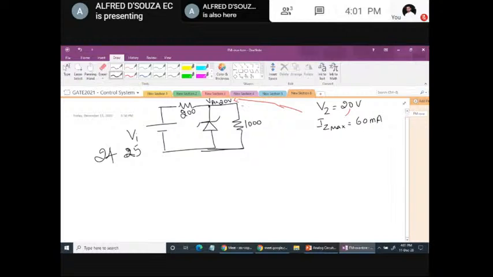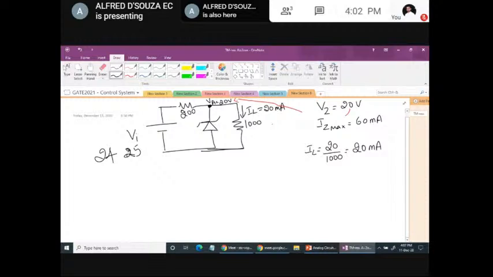So let us find out how much is the load current that is flowing, because above 24 volt, this is always 20 volt. So I can calculate how much is IL. IL is nothing but 20 by 1000. So load current is always going to be 20 milliampere above 24.